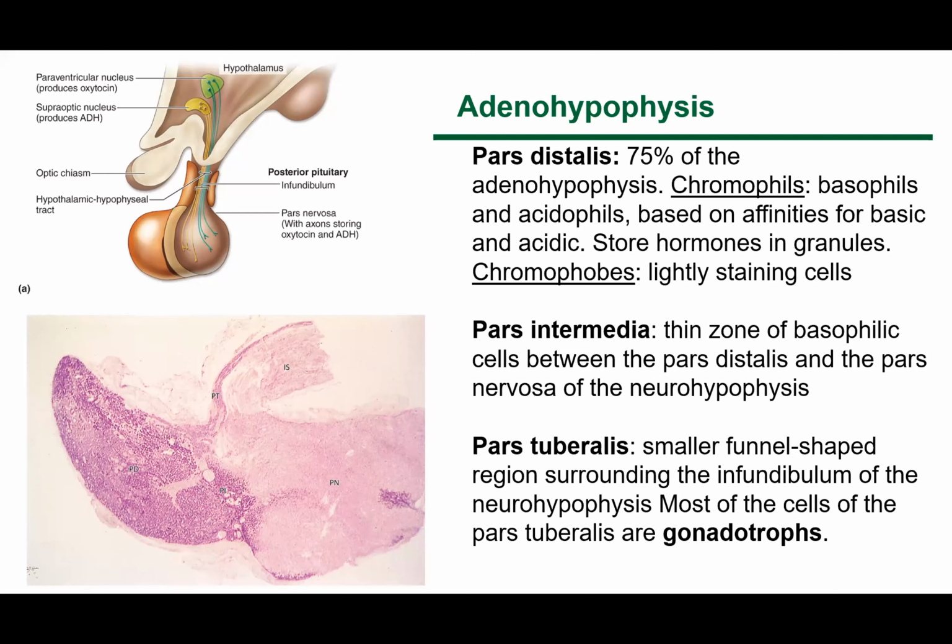Finally, we've got the pars tuberalis, and that's that little clingy bit. It's not especially wonderfully represented here, but it is present. And it's funnel shaped because it's wrapped around the infundibulum. And most of the cells in the pars tuberalis are the gonadotrophs, meaning they are going to be making follicle stimulating hormone and luteinizing hormone.